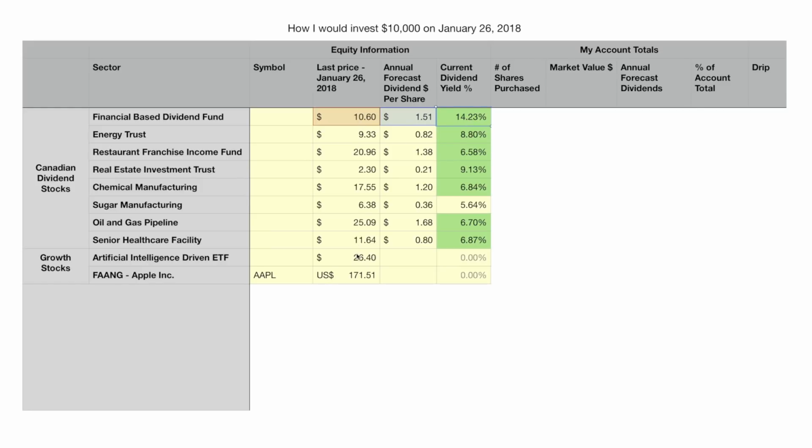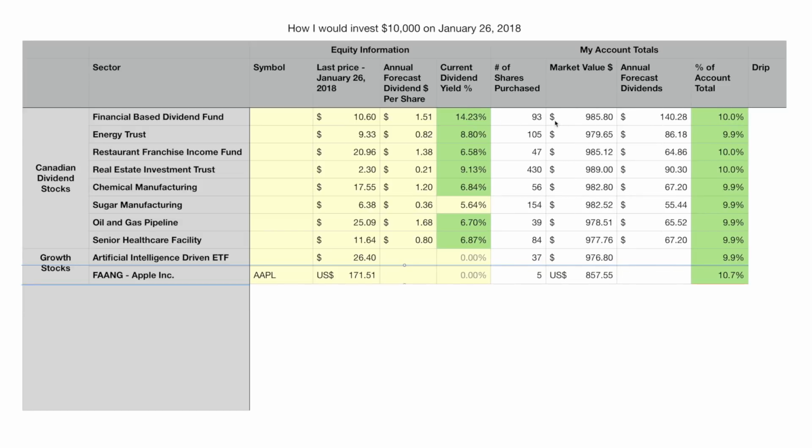So there's the list of the different funds and the sectors. You can see we've got financial sector, energy, a restaurant franchise, a real estate investment trust, a chemical manufacturer, a sugar manufacturer, an oil and gas pipeline, a senior healthcare facility. I threw in an ETF here. This is one that I've recently purchased. It's pretty new on the market. It's an artificial intelligence driven ETF, and this is traded on the Toronto Stock Exchange. And then of course I wanted to pick a growth stock, so I picked one of the FANGs. If you guys aren't familiar with FANG, I'm going to be doing a video on that very soon. All of these values are in Canadian dollars except for this line of Apple, which is in US dollars.